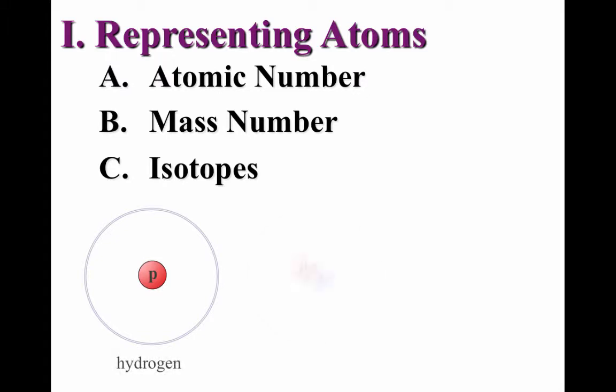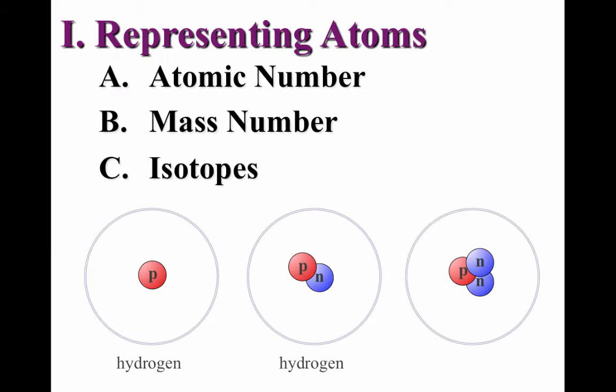Let's try another one. How about this model? Here's an atom that has a proton and a neutron, and it is called... Did you say helium? Because this is not helium. This is also called hydrogen because it's got one proton. And my third picture. No, it's not lithium. This also has one proton, so we call it hydrogen also.